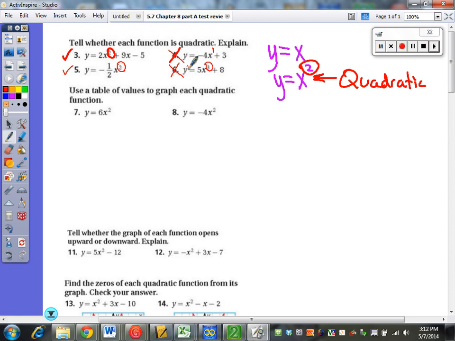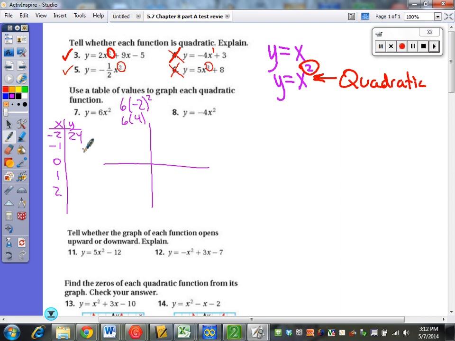Okay? So for number 7, we are going to use a table of values to graph each quadratic function. So we have an x and a y. We have -2, -1, 0, 1, and 2. And we want to find out, if I plot those points, where are they going to be? So we're going to plug in -2 for x. And we get 6 times 4, which equals 24. Okay? So now we can look at -1. So we have 6 times -1 squared, which is 6 times 1 equals 6.